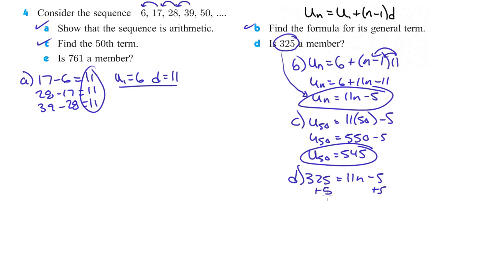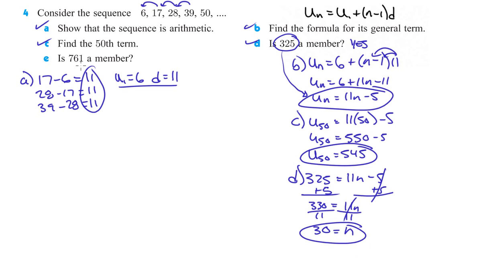Add 5 to both sides. We get 11n equals, what's that, 330. Divide both sides by 11 and see if that works out evenly, which this one will. It's going to end up being, what, 30? So that means that the 30th term is going to be 325. So is 325 a member? Yes, it is. Okay, if this was 30.2 or 28.9 or something like that, if it doesn't work out to be a perfect integer, then that means it's not a member.